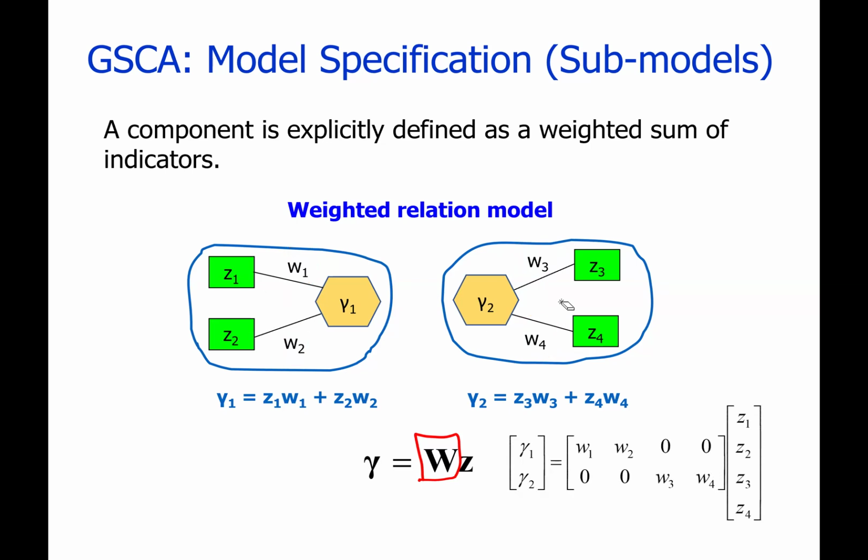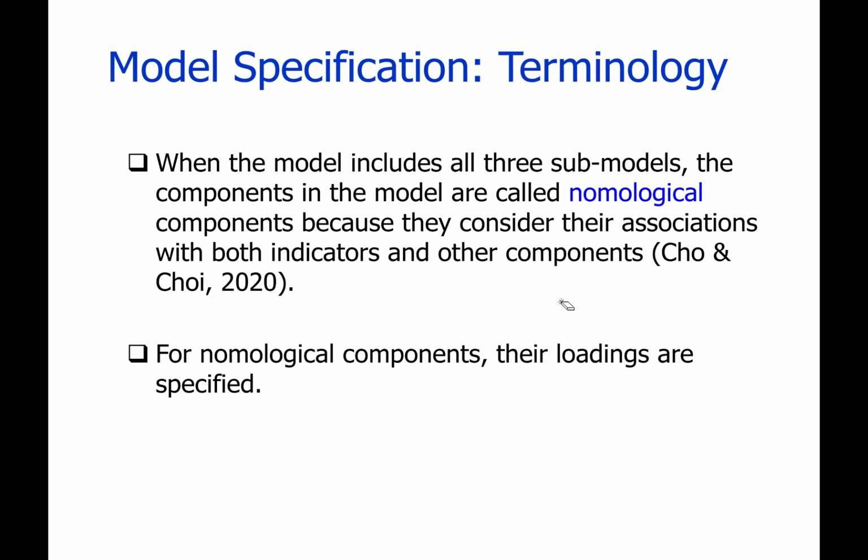And for this specific model, we can have this kind of model. But again, no worries. So the bottom line is that in GSCA, we have these three submodels to specify a component-based model as a whole. And by combining these three different submodels in different ways, GSCA can provide different types of components. You will see some examples.